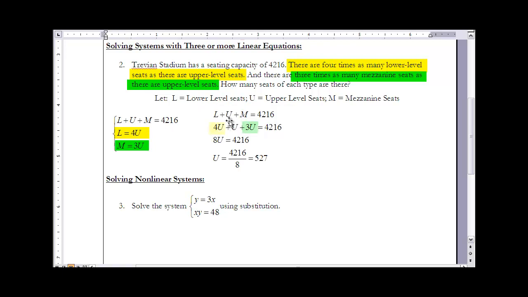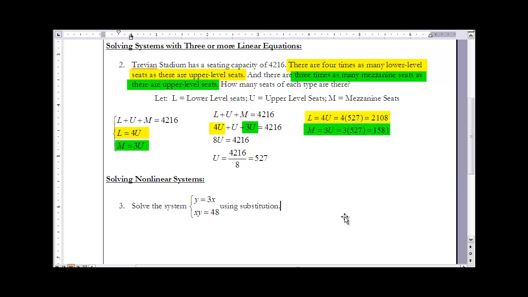So if I do that, okay, here's where I'm at. Now I can combine my like terms and get 8u equals 4,216. And then I can say, well, then u is equal to 527.